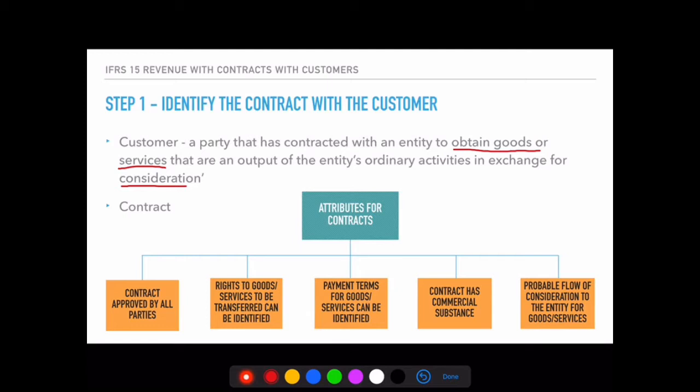And to identify a contract, we have 5 criteria we have to check. Have both parties approved the contract? Is there a transfer of goods or services? Are there payment terms? Is there a commercial substance, meaning will it affect the business and have an effect on future cash flows? And lastly, is it probable that the entity will collect the consideration? Meaning, is it something that's going to be paid in exchange for the goods or services? If the contract has all of those attributes, it needs to apply IFRS 15.